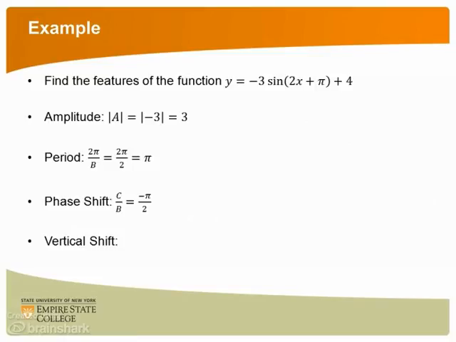The phase shift is found by dividing the c value by the value for b. In our function, we see a plus pi inside the parentheses, so our c value is actually negative pi. Therefore, our graph is shifted by negative pi divided by 2. In other words, our graph moves by the quantity pi divided by 2 to the left. The vertical shift is simply the d value. Since we have a plus 4, our entire graph shifts up 4 spaces.